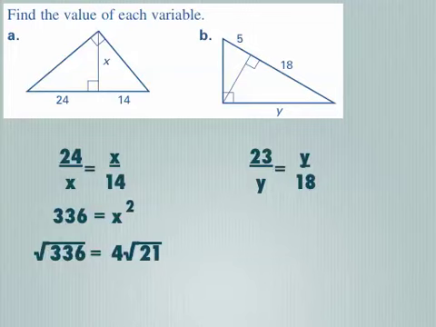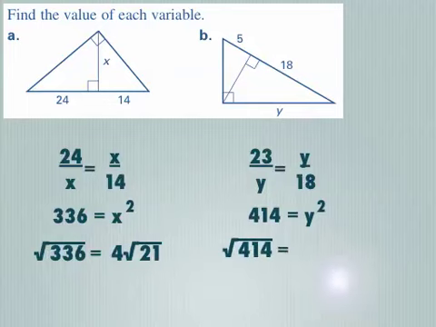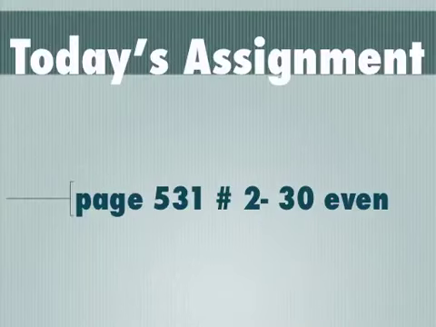So I have 23 over y, which would be the hypotenuse over the longer leg, equals y over 18, which would be the hypotenuse over the longer leg of the triangle that's created by the altitude on the bottom or right side of this triangle. Go ahead and cross multiply, and you get 414 equals y squared. Take the square root of both sides, and you have the square root of 414, which simplifies to 3 square roots of 46.